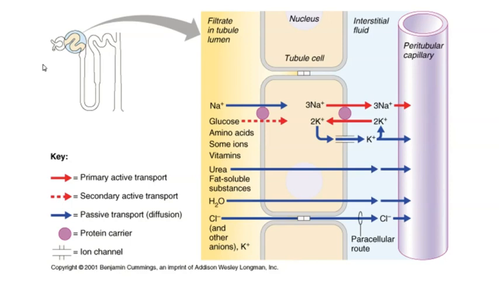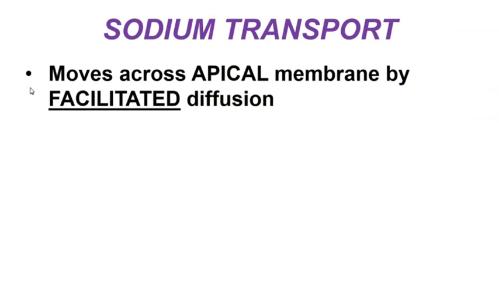How does sodium get into the tubule cells to begin with? That is, how does sodium get from the filtrate into the tubule cells? Let's take a look at that now. Sodium is moved across the apical membrane. Remember, the apical membrane is the membrane of the tubule cell that faces the lumen of our renal tubule. So it's the membrane that's facing the filtrate, or the membrane that filtrate is being absorbed across. So we have sodium movement across the apical membrane by facilitated diffusion.